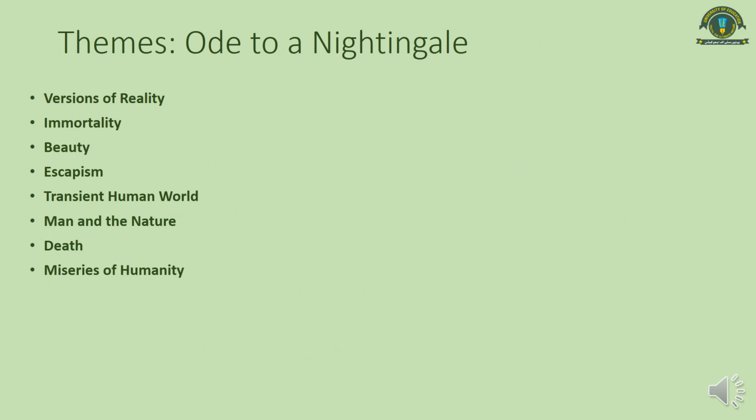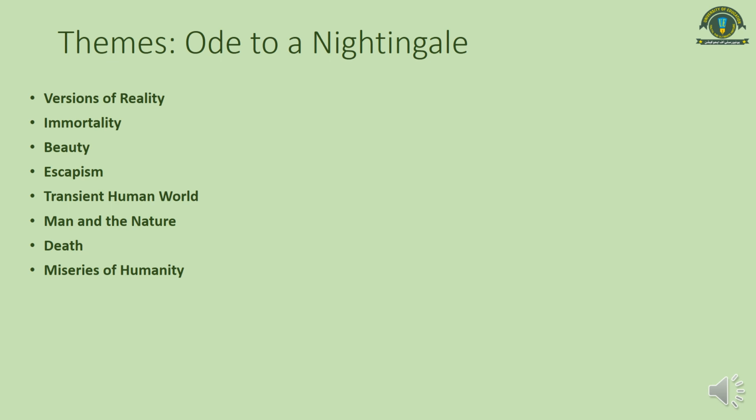Themes. So first of all, we have versions of reality. So one version of reality is where Keats is living, and one version of reality is where Nightingale is flying. So Keats is watching the Nightingale's version from his own eyes, and by watching that version, Keats realizes that this is the perfect version of the utopian state, of idealistic state where human beings can live happily if Nightingale is living happily. So there's difference of versions of reality that Keats is having in his mind.